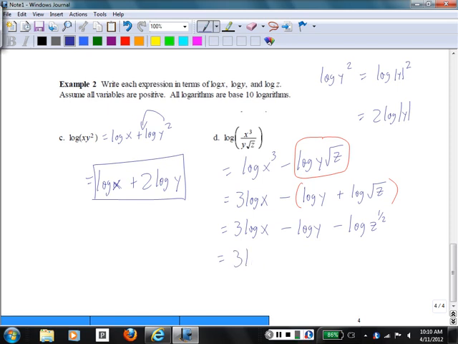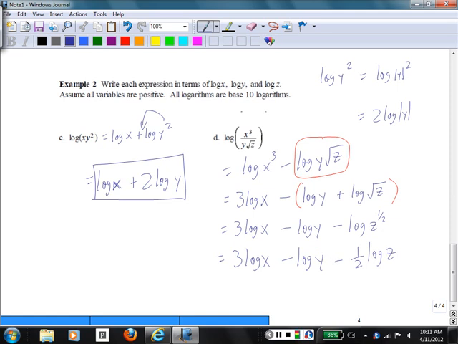Put the 1/2 in front of log z. So 3 log x minus log y minus 1/2 log z. Some observations. In this expression, x cubed is in the numerator. That ends up being a positive 3 log x. Y is in the denominator. That ends up being minus log y. And the square root of z is also in the denominator. That ends up being minus 1/2 log z.